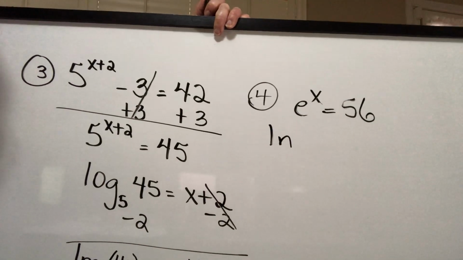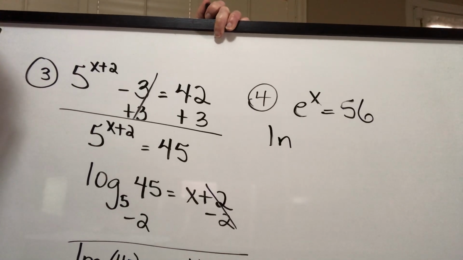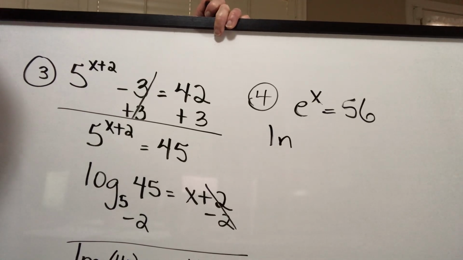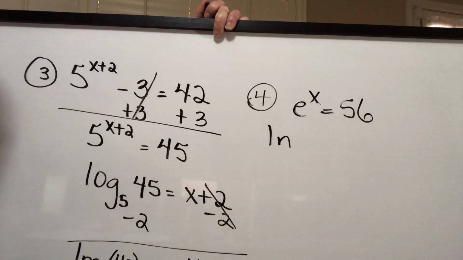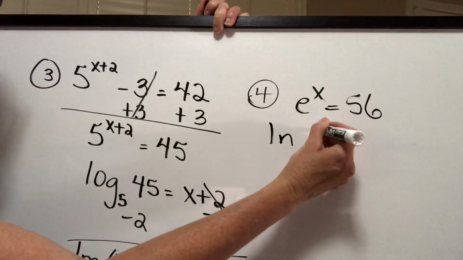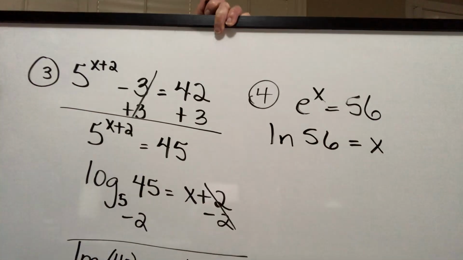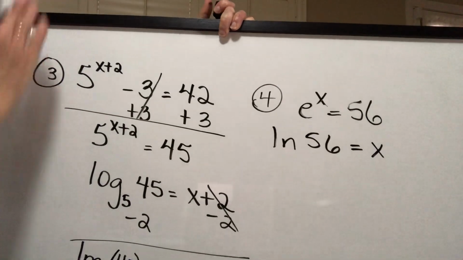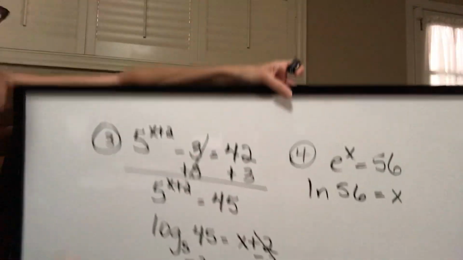I saw some of you writing in a capital I. That is not an I, that's an L, like log, natural log. It's a Latin word, logarithmus naturale. So that is an L, not an I. Okay, so you would be doing the natural log of 56, and then that will equal what x is. So all we have to do is figure out the natural log of 56 for that one.